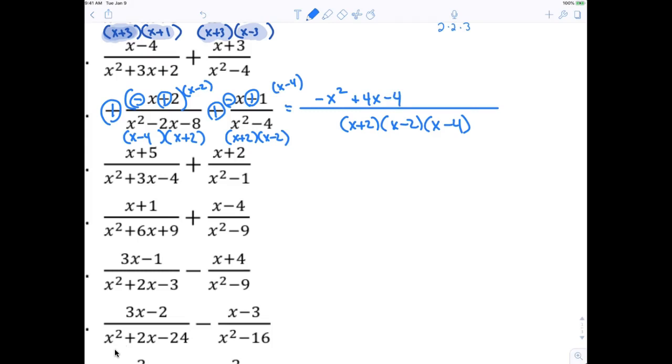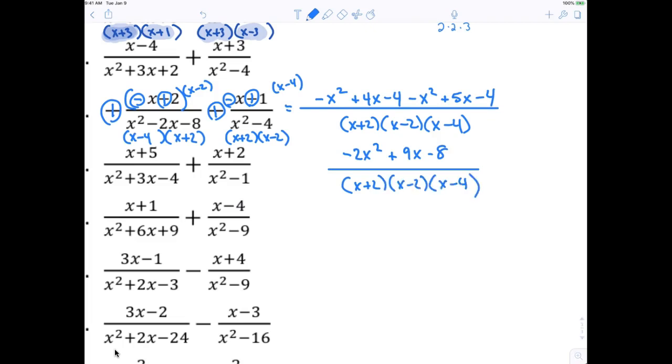Try to get the next one right. Multiply, you get negative x squared. Then what's the middle term? Positive 5x, and then minus 4. Thank you. Combining terms now. Squares cancel? I don't think so. It becomes a negative 2x squared, plus 9x, over minus 8. Perfect. And the numerator will not factor, okay?